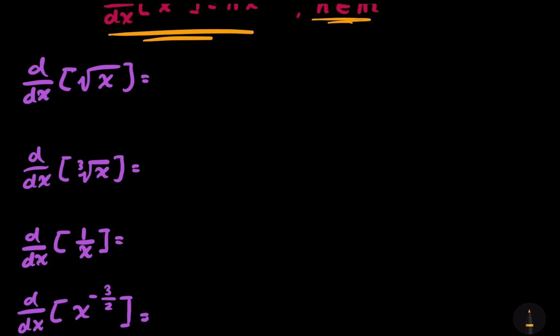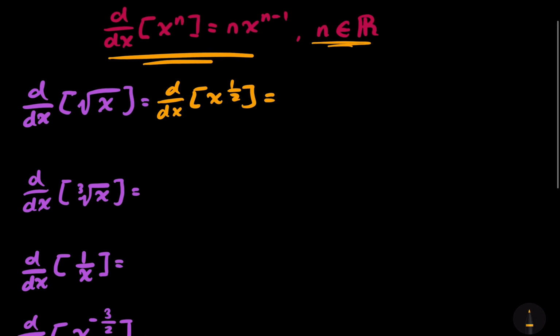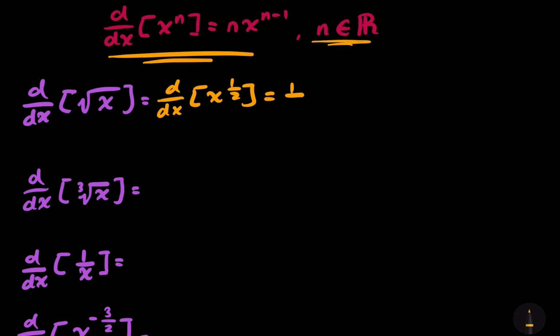So the first and kind of fundamental rational exponent is going to be the square root of x. The derivative with respect to x of the square root of x, we can rewrite as the derivative with respect to x of x to the 1/2, right? That just comes from our exponent rules. Then we apply the power rule. We take this 1/2, make it our coefficient, and multiply by x to the 1/2 minus 1. 1/2 minus 1 is 1/2 minus 2 over 2, which is negative 1/2. So this is 1/2 x to the negative 1/2.